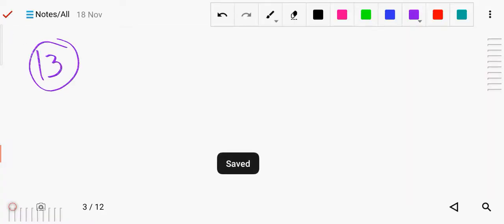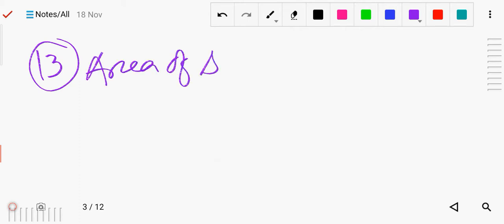Okay, so first of all we find the area of the sheet paper.